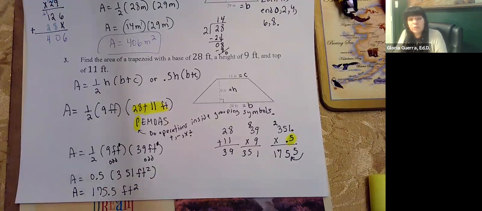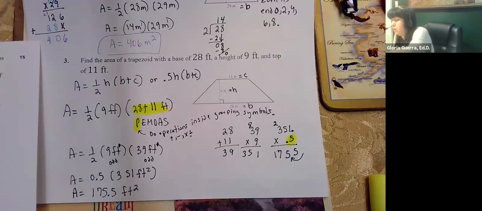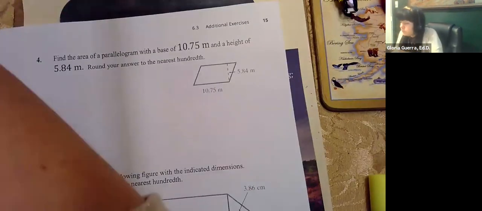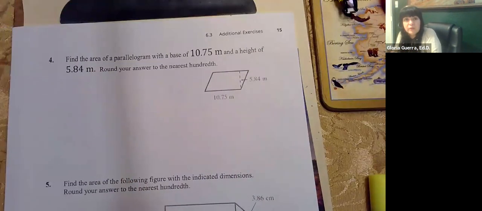Okay, so now let's take a look at the next page. And in the video, at any time, if I go too fast and you're still writing, you can always pause the Zoom video or the YouTube video, and then you just replay it once you get caught up. Okay, so this says find the area.